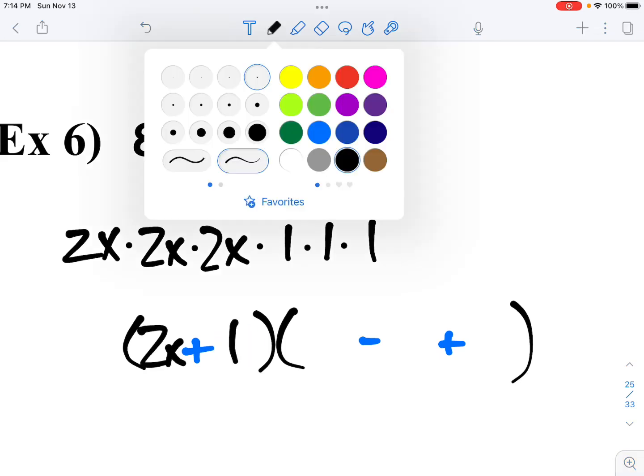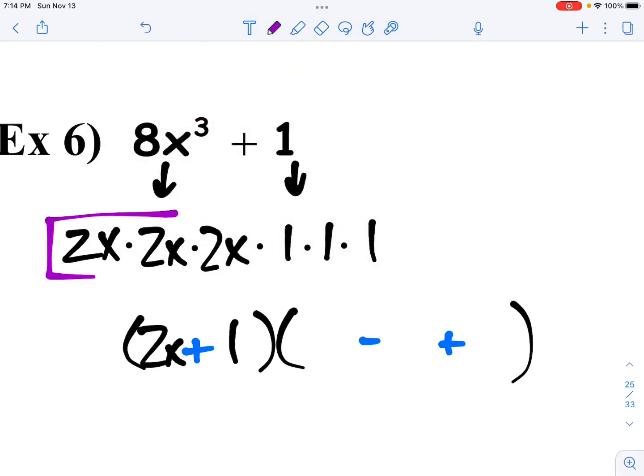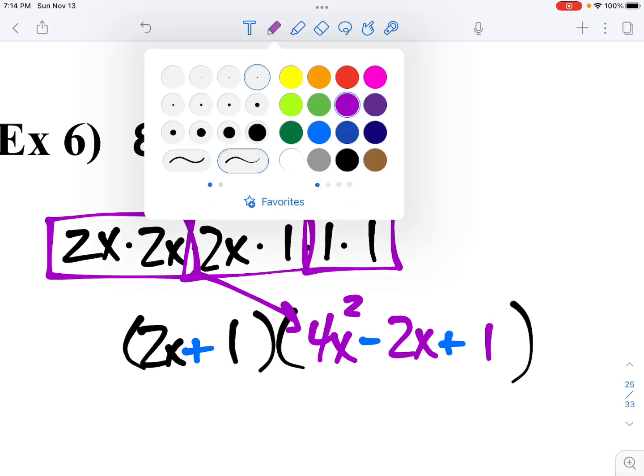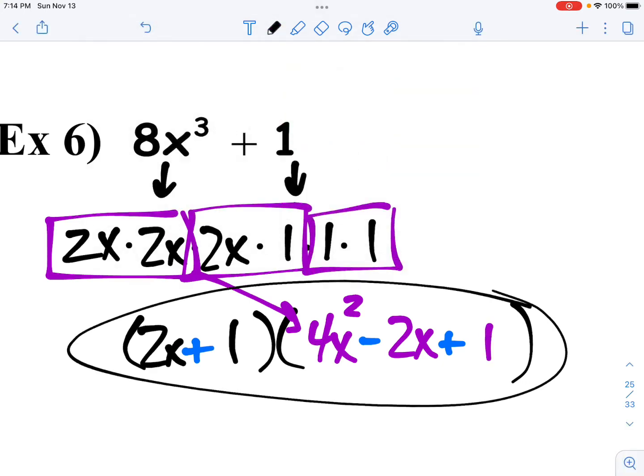And now I'm going to buddy these up. These go first. 2x times 2x is 4x squared. 2x times 1 is 2x. And 1 times 1 is 1. And that's how we're going to write our final answer.